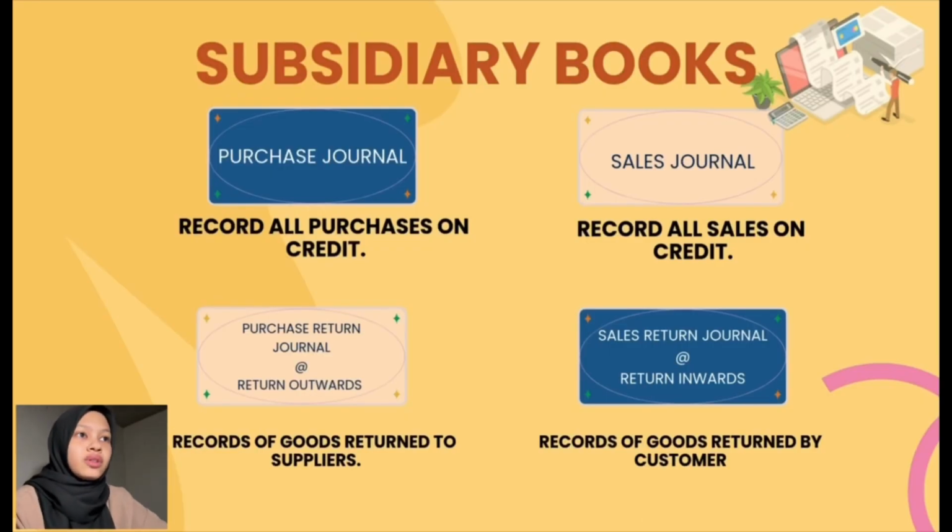Next, subsidiary books or special journals. We have four special journals: the purchases journal, sales journal, purchases returns journal or returns outwards, and lastly the sales returns journal or returns inwards. The purchases journal records goods bought on credit, and the sales journal records all sales on credit. The purchases returns journal records goods returned to suppliers. That means we buy goods from suppliers, then we return goods because they are the wrong color or wrong part. And the last one, the sales returns journal, records goods returned by customers. That means the customer returns goods to the company.